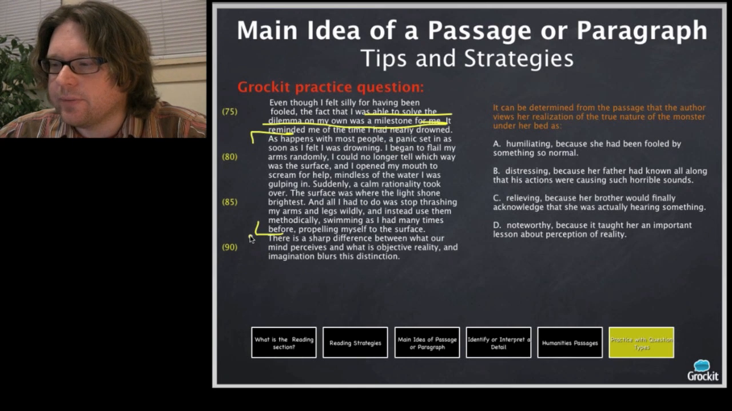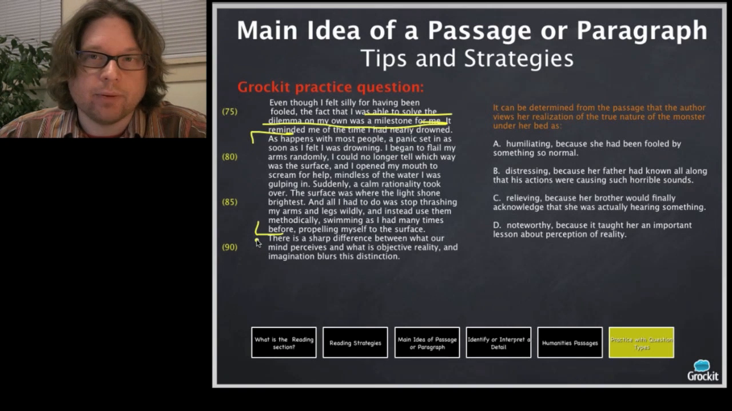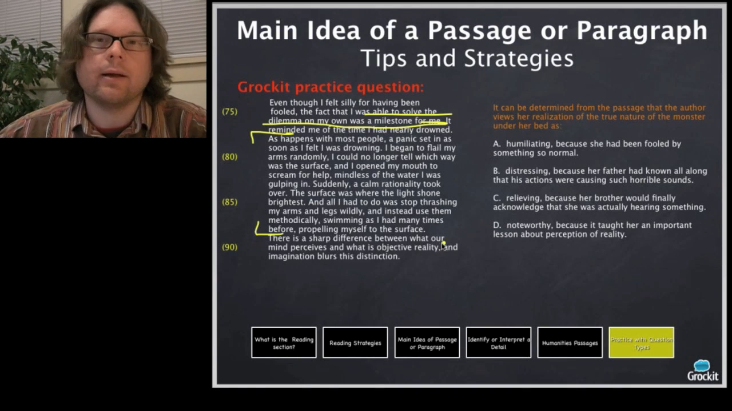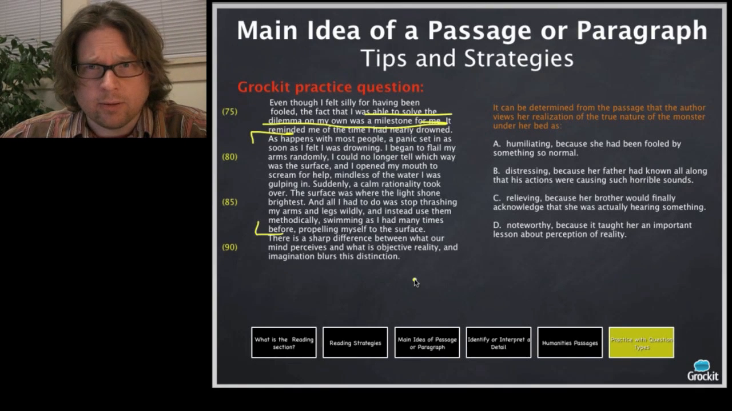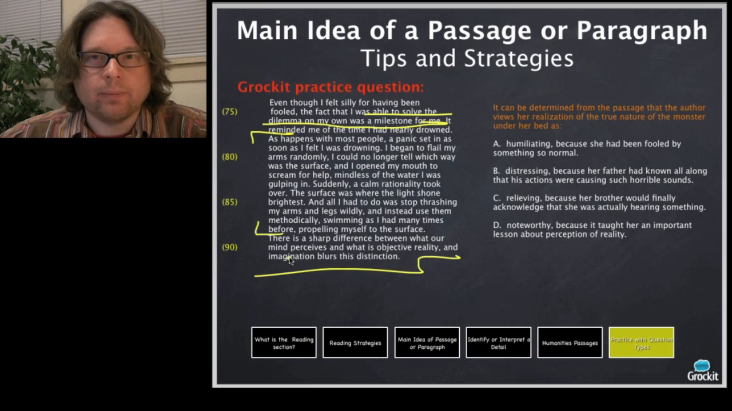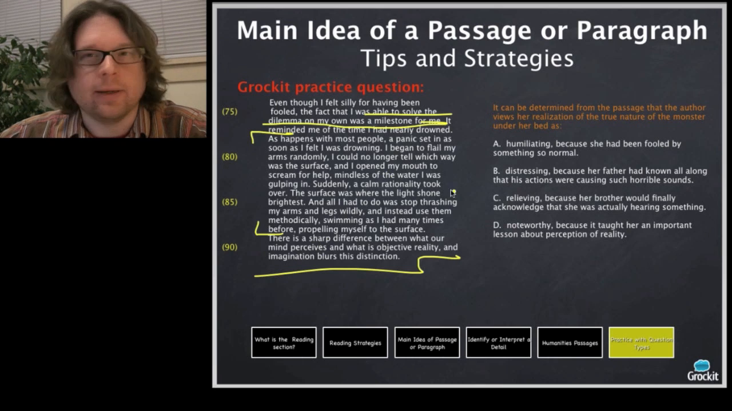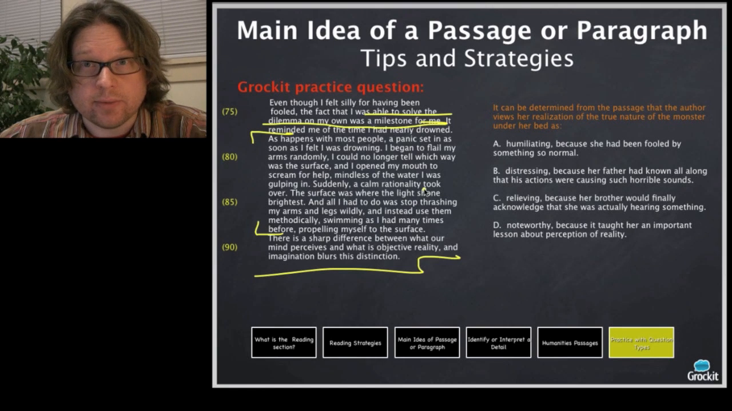"There's a sharp difference between what our mind perceives and what is objective reality, and imagination blurs this distinction." So this comes back to the author's thesis that imagining things that aren't true is bad, and don't tell kids to imagine things because they'll think dumb or scary stuff. The thesis here is that imagination blurs the difference between fantasy and reality. And so apparently not only did this poor author believe she had a monster under her bed when she was 7, she also almost drowned.